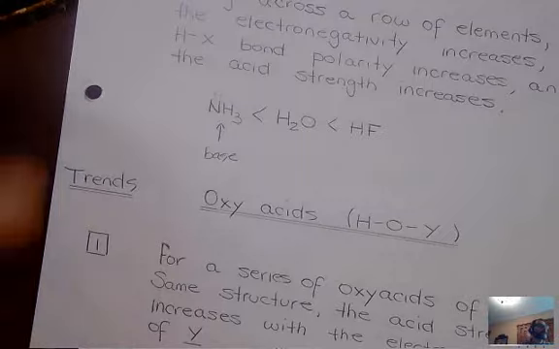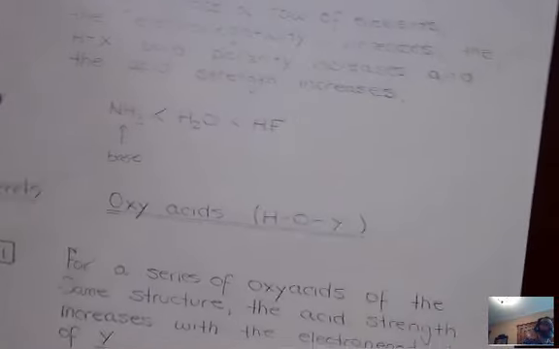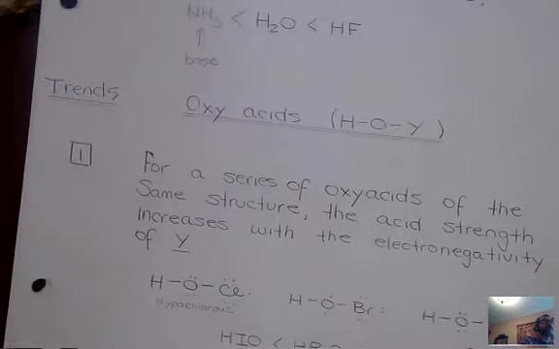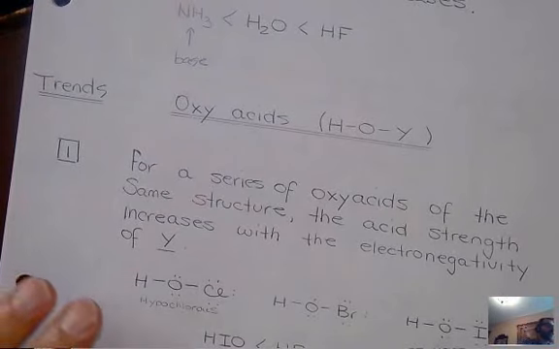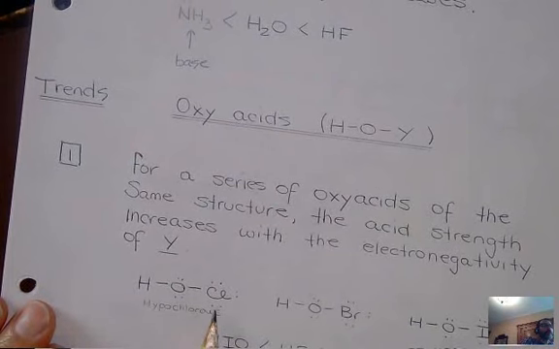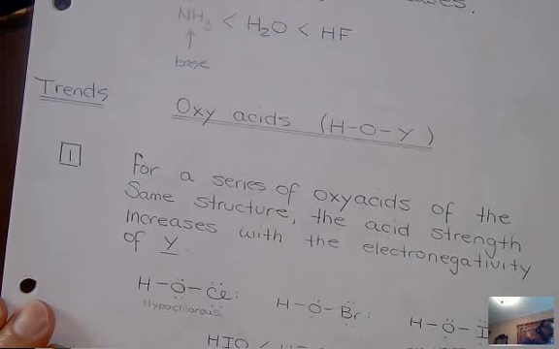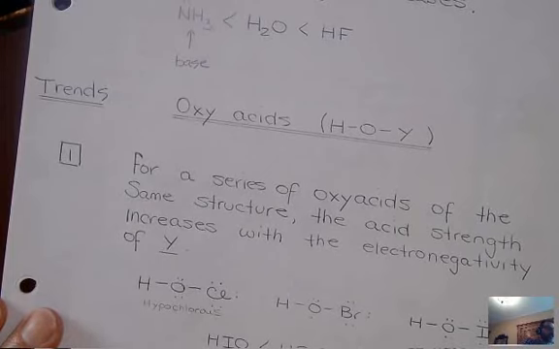So trend number one. For a series of oxyacids with the same structure, the acid strength increases with the electronegativity of Y. It turns out you can't make the one with fluorine. It isn't stable. But in the comparison between HOY, where Y is chlorine, bromine, or iodine, the strongest one is going to be hypochlorous acid versus hypobromous acid versus hypoiodous acid. So this one should be stronger than this one, that should be stronger than this one.